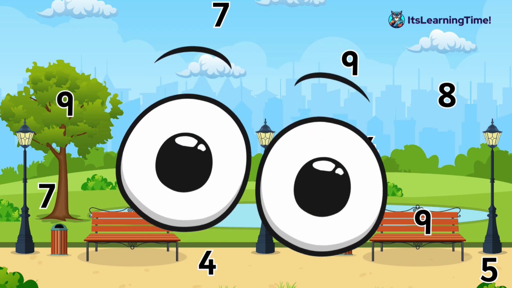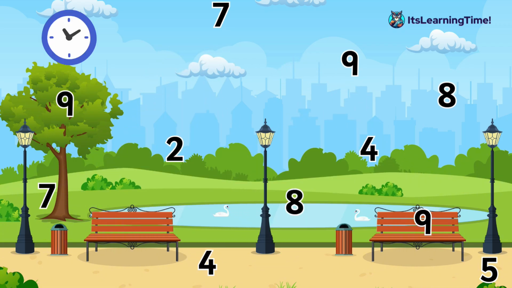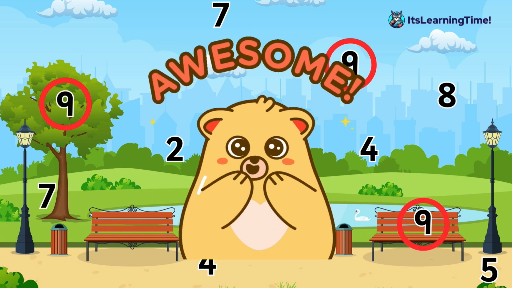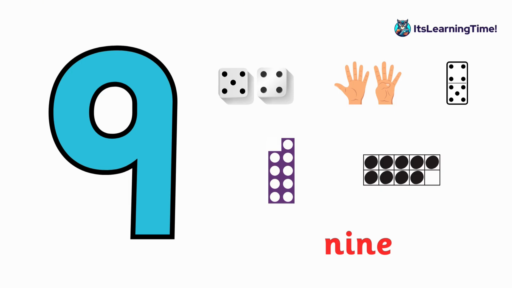Let's see if we can identify number 9 in the park. We have number 9 on the tree. Number 9 in the sky. And number 9 on the bench. Awesome! Keep practicing to identify number 9 in different ways.